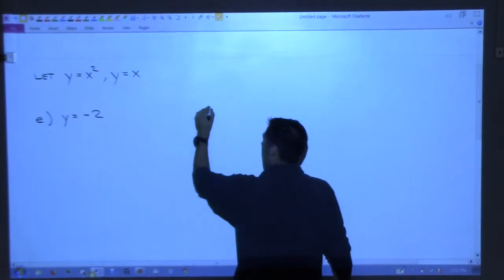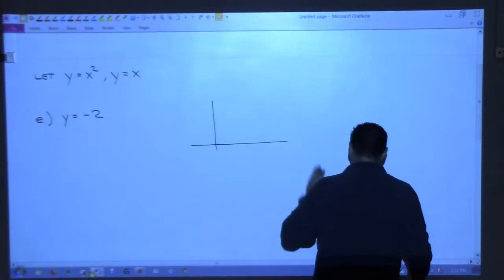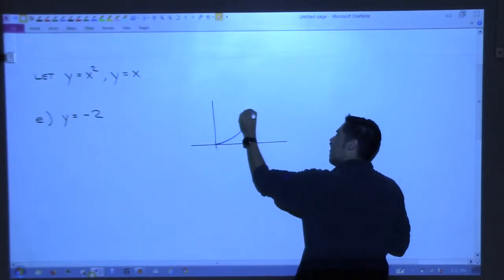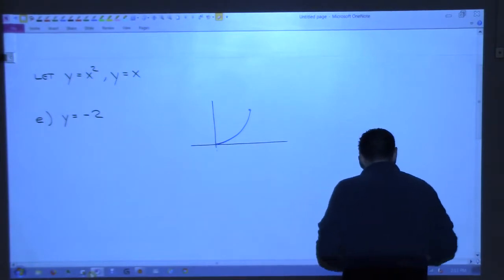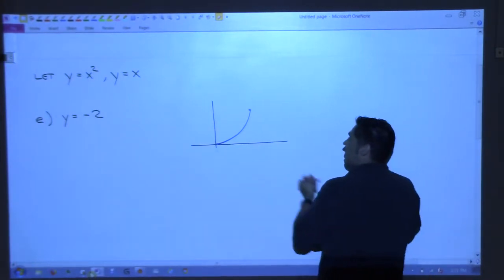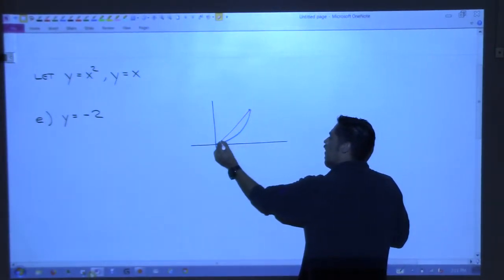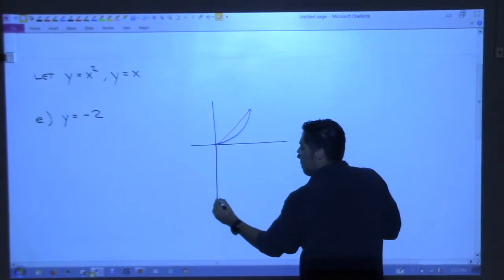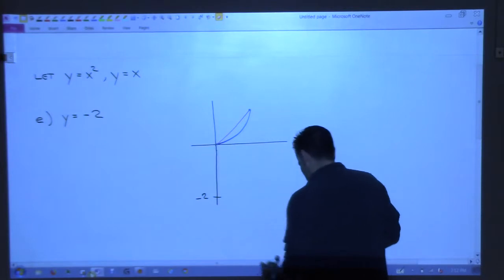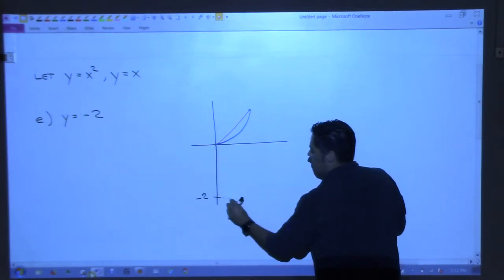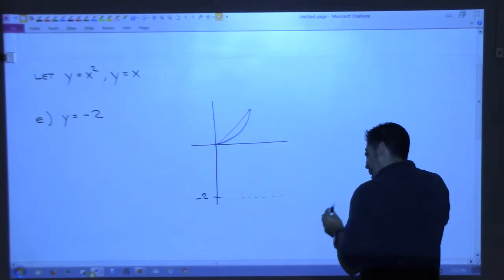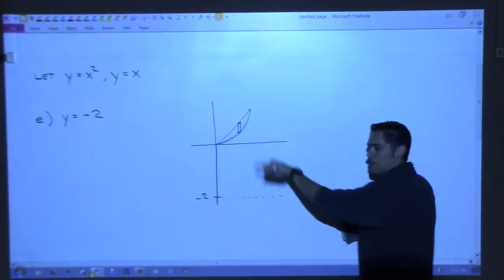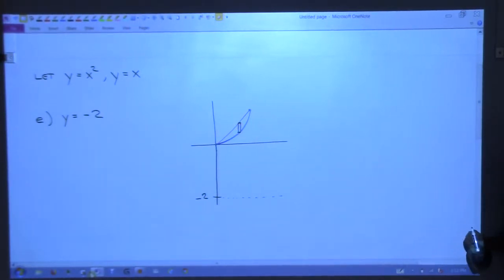All right, so here we go. This parabola, this little line right here, and -2, so that's like down here. That's my axis of rotation. I'm taking this little rectangle, wrapping it around, which is going to create all these little washers.